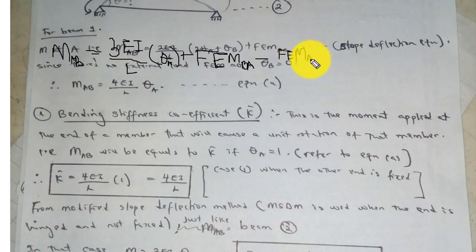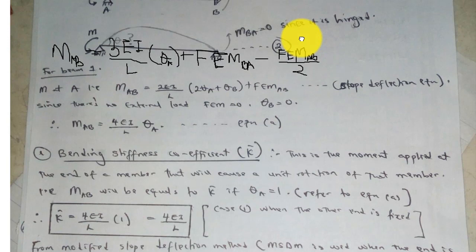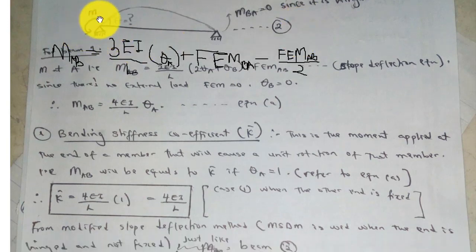So FEM AB over 2. For this beam 2, the externally applied moment M is the same thing as MAB, because this is point A and this is point B. If I'm using the modified slope deflection equation method, the value is MAB equals 3EI over L, open bracket theta A plus FEM BA minus FEM AB over 2. You understand? So that's the formula for the modified slope deflection equation. You use it when you have a hinge, but you use the slope deflection equation when you have fixed ends.